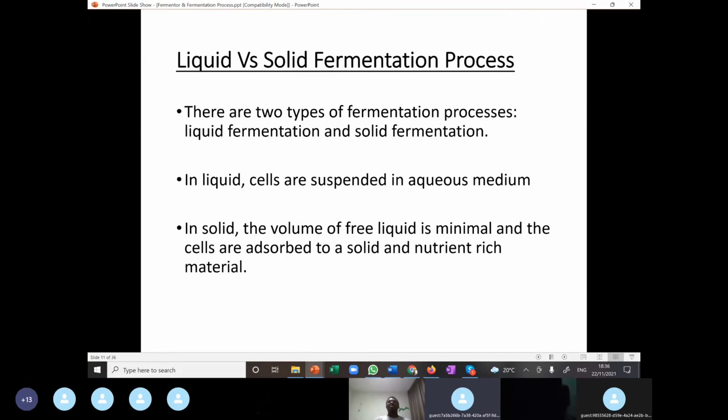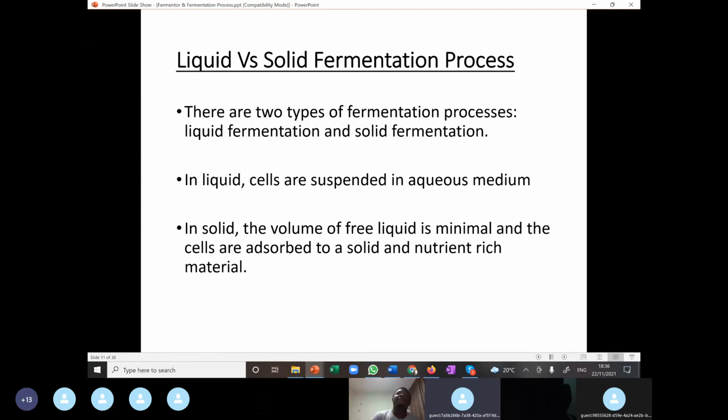In liquid phase fermentation, the fermentation process is undertaken within an aqueous medium. So the cells and the substrate are suspended in an aqueous medium, and the fermentation process goes through, and then the products are harvested and processed in what we just described in downstream processing.